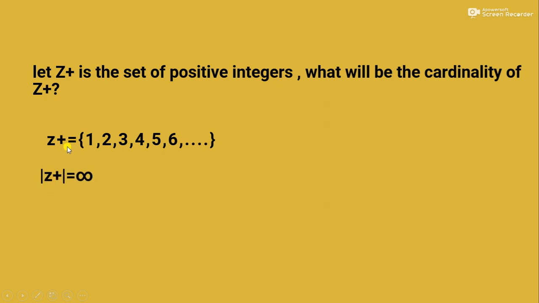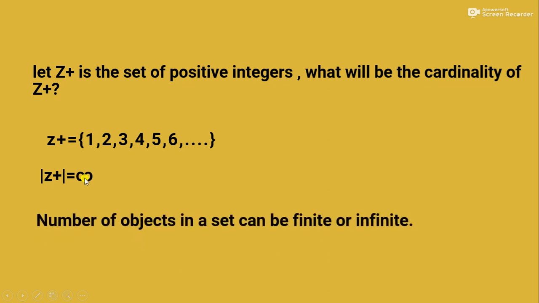So the cardinality of this Z plus is infinity. We don't know how many elements are there in this set. Here Z plus is the set of positive integers, and we don't know how many positive integers are there. So we don't know the actual number of elements in this set. So the cardinality of this set is infinity. Therefore, the number of objects in a set can be finite or infinite.